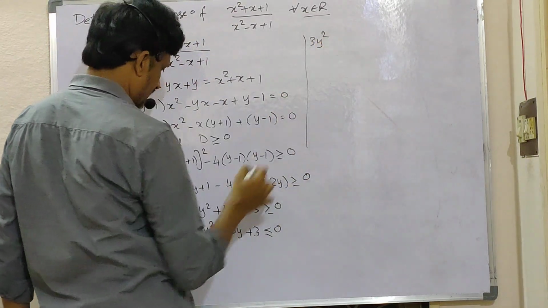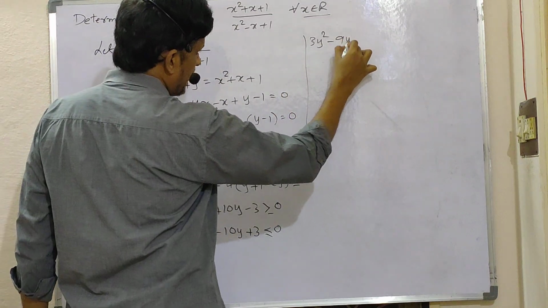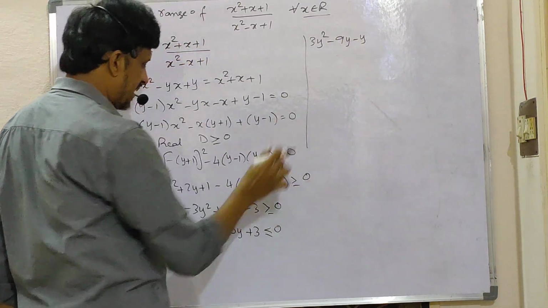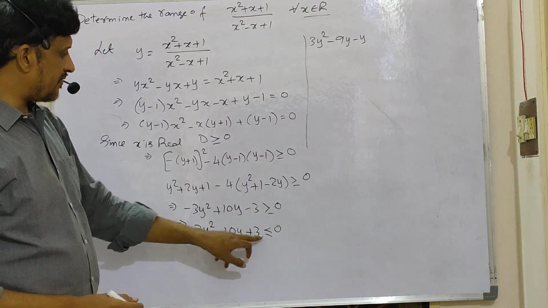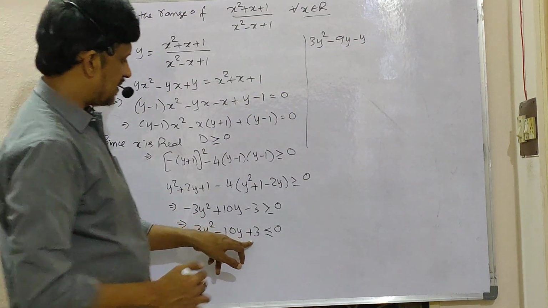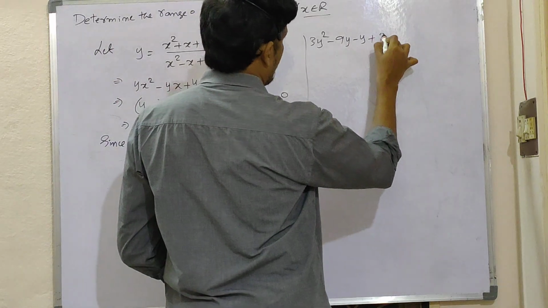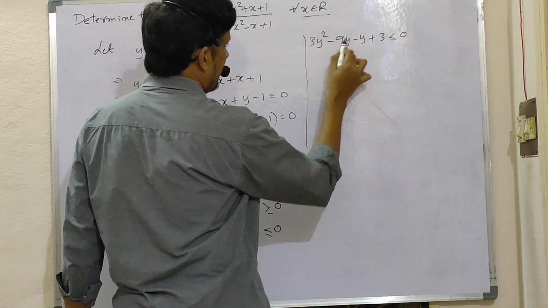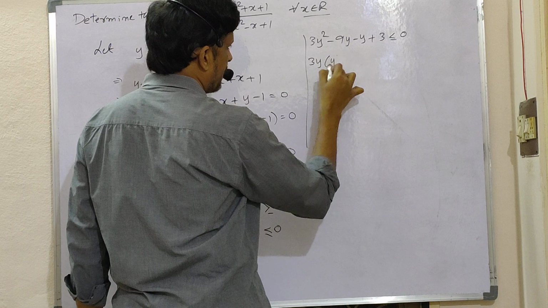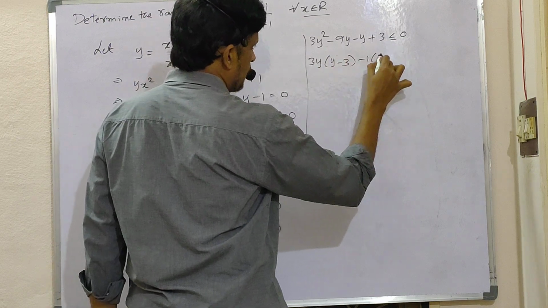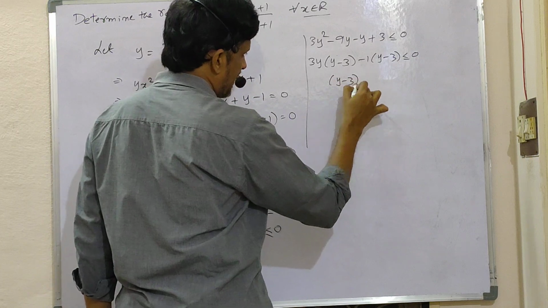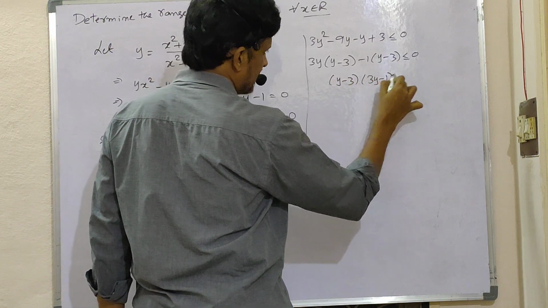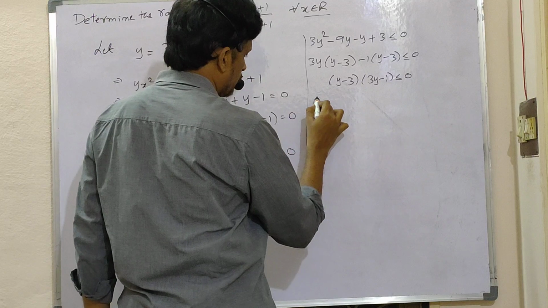3y square minus 9y minus y gives minus 10y. Product will be minus of minus plus 1 into 9, 9, y into y, y square. You are getting the required plus 3 is less than or equal to 0. Here 3y is the common term into y minus 3. Again minus 1 into y minus 3 is less than or equal to 0. Y minus 3 into 3y minus 1 is less than or equal to 0. You are getting that. So the roots are here.